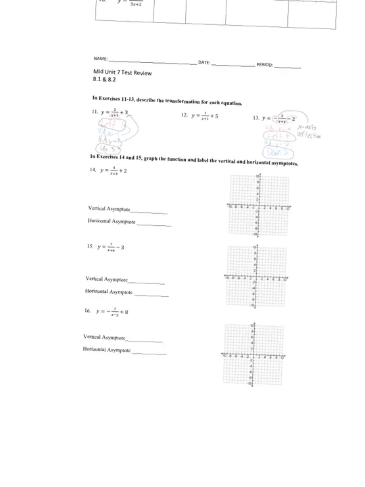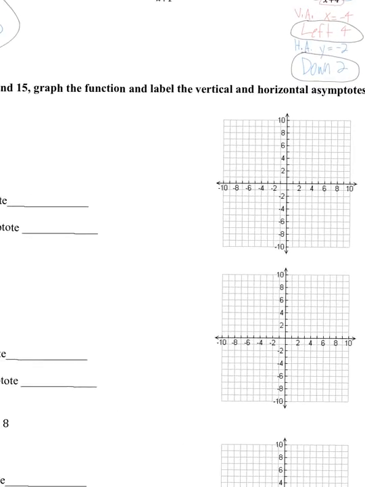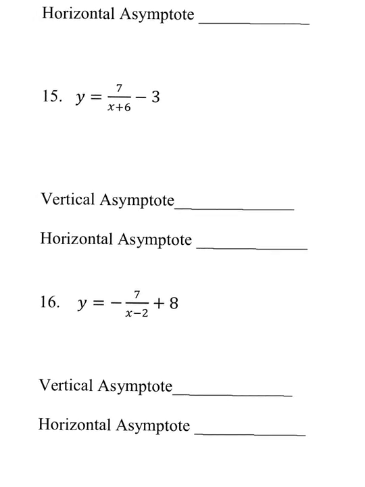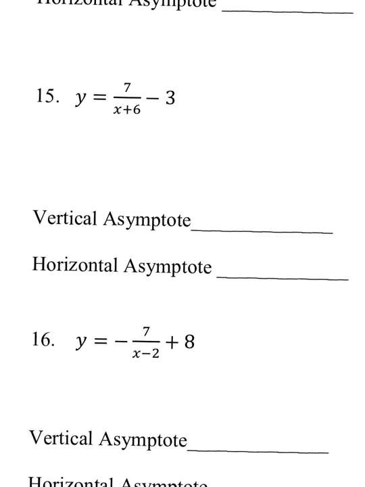So now let's move on to number 15. Here you're given a graph. So you're going to graph the function and label the vertical and horizontal asymptotes. So what is our vertical asymptote at? Set that denominator equal to 0. So that would make it at -6. And then your horizontal asymptote is that number on the outside, so y equals -3.